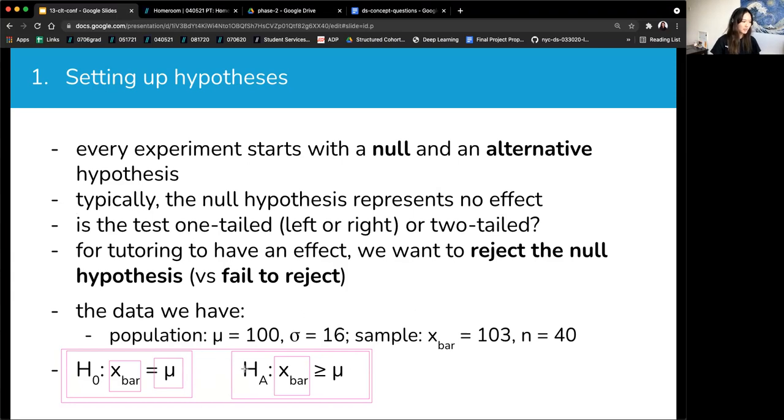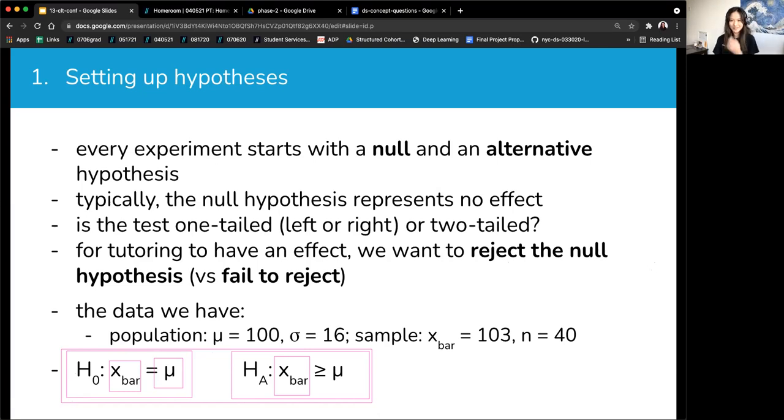So based on these hypotheses, for tutoring to have an effect, we want to reject the null hypothesis. So we want to reject this first hypothesis that we had, which is that the 103 IQ is equal to the 100 population mean. You actually never say accept the null hypothesis. I don't know why that is. And you never say accept the alternate hypothesis.